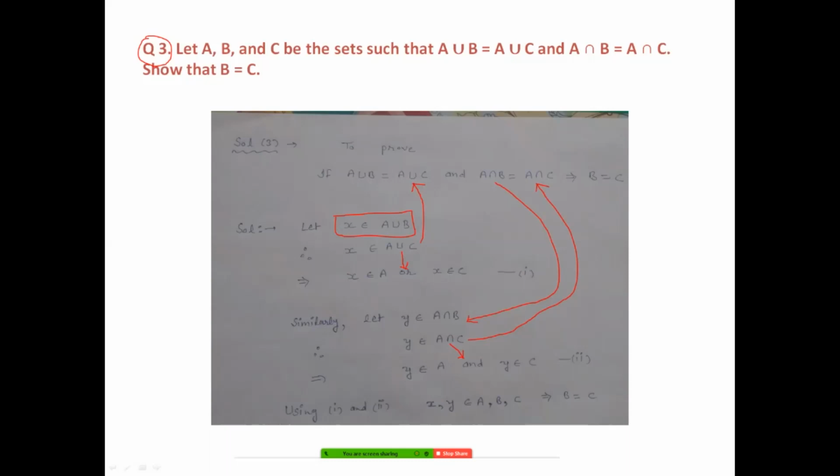From these two situations, what we've got is X, Y belong to A, B, C. So what is the conclusion? The conclusion is B is the set equal to C.